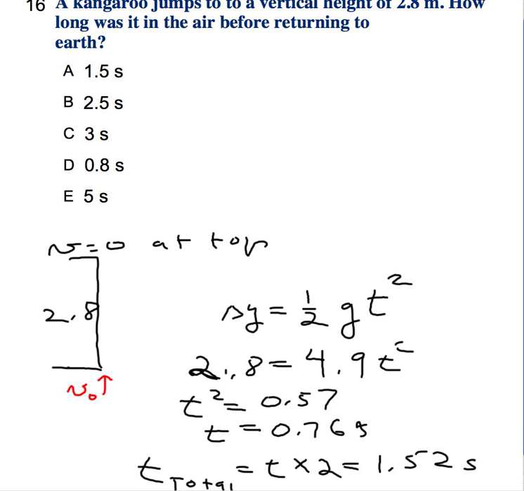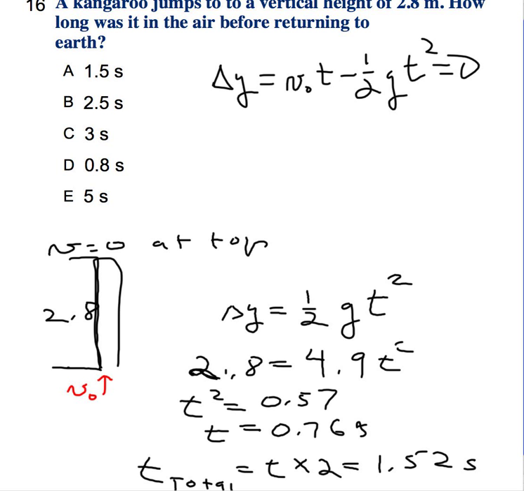Of course, the other way is the same as we did the previous problem. Delta y is equal to v naught t minus 1/2 g t squared. So set this equal to 0, delta y 0, because the kangaroo jumps up and comes down. Delta y is 0, and hopefully you get 1.52 seconds also.